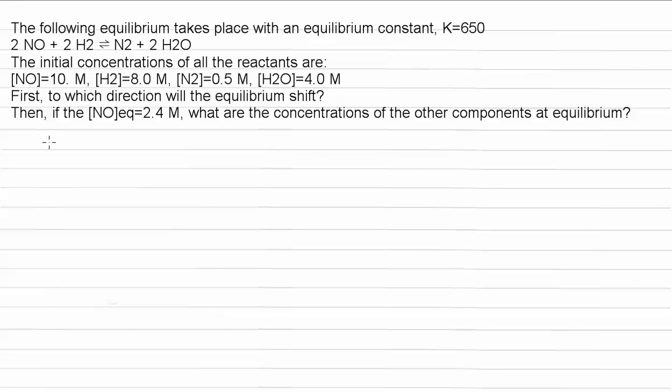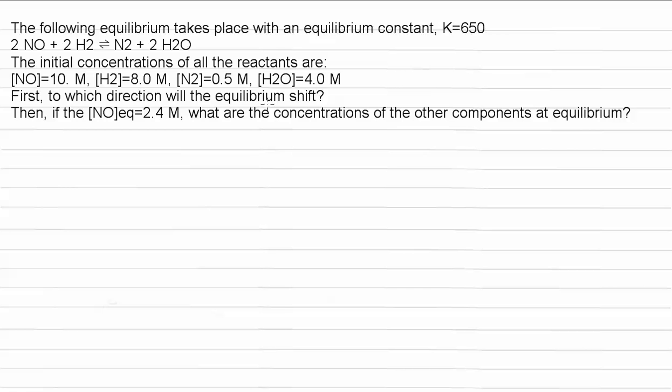Okay, in this video I'm going to talk about equilibrium and how you can determine the direction to which the equilibrium shifts based on the Q value, and then we're going to solve an ICE table for concentration of other components in equilibrium. So the first thing we notice is that the following equilibrium takes place, where we have two NOs plus two hydrogens in equilibrium with a nitrogen and two waters. The initial concentrations of all the reactants are here: 10 molar NO, 8 molar hydrogen, half molar nitrogen, 4 molar water. The first question we want to know is to which direction will the equilibrium shift?